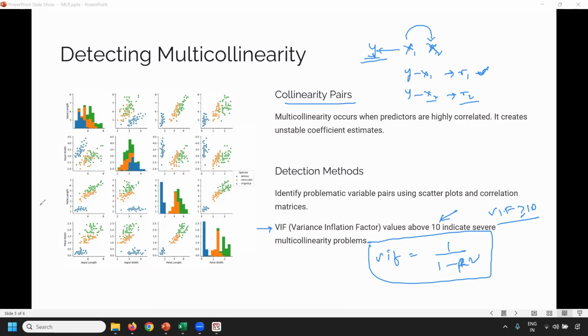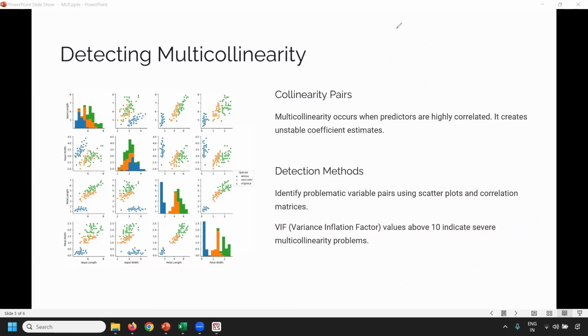See, correlation is a good thing, but when it is between y and x, okay, this is called correlation. If x and x are correlated, then it is a problem. We call it a collinearity problem. Okay, so VIF is used to detect the collinearity of these individual input variables.